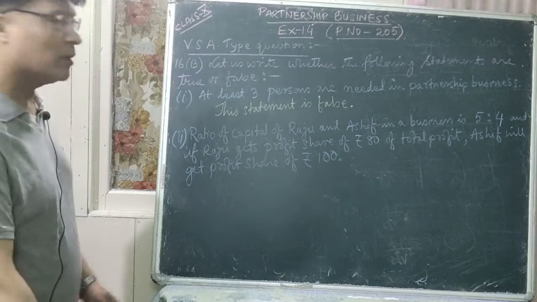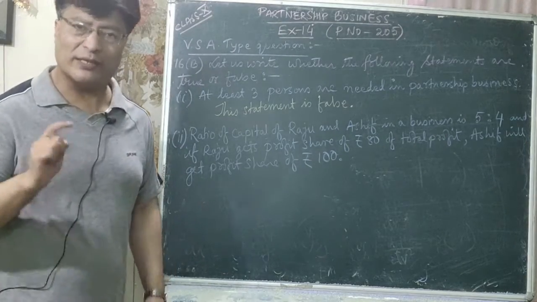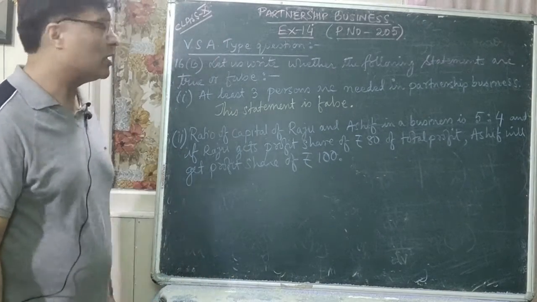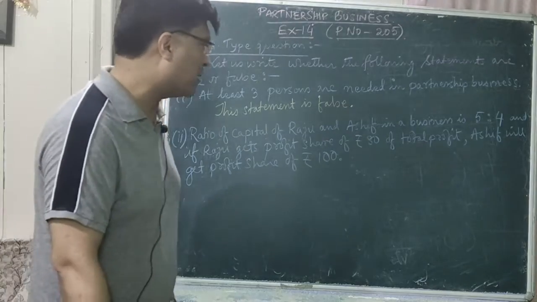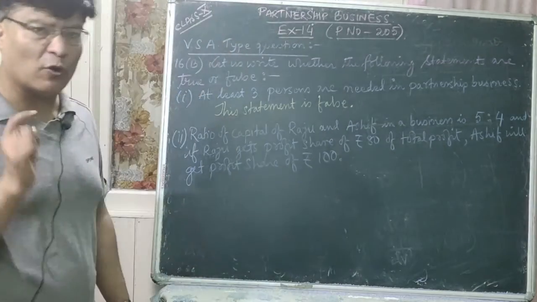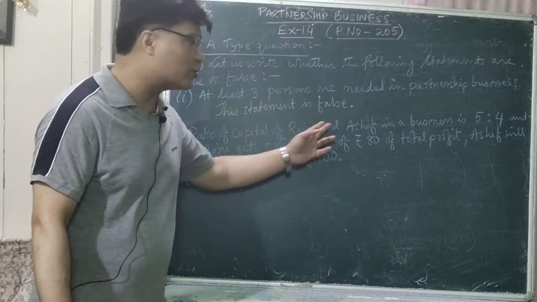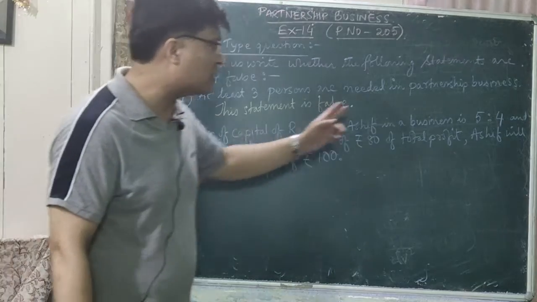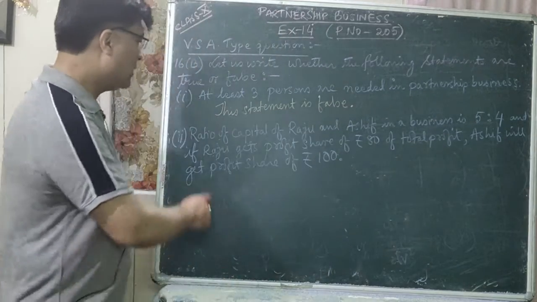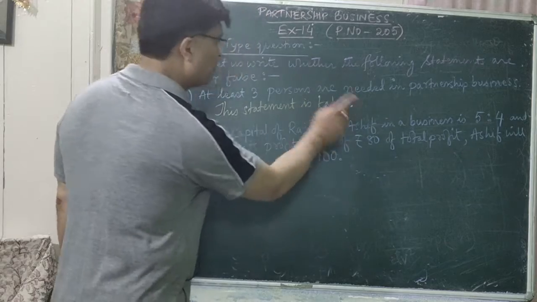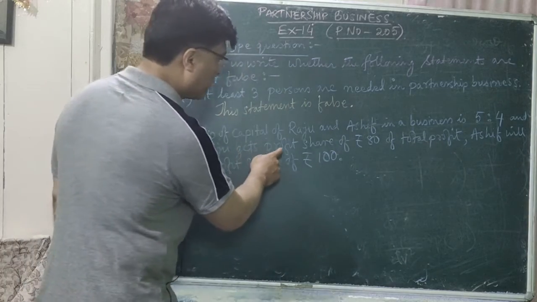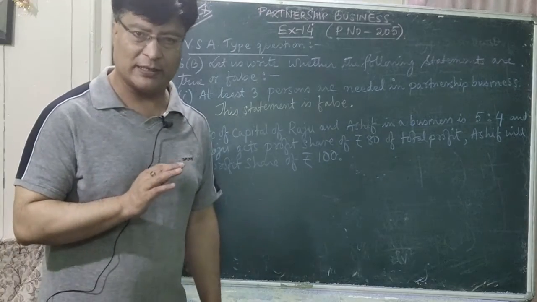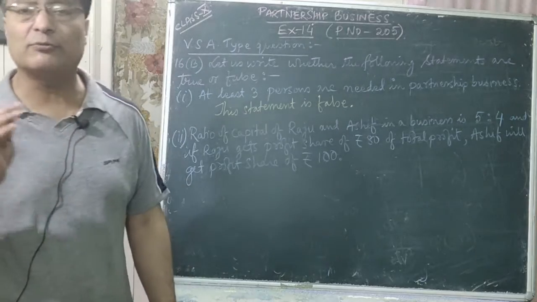So now number 2. Also in this case you have to check whether the given statement is true or false, right? So question number 2 here is: ratio of capital of Raju and Asif in a business is 5:4. And if Raju gets profit share of rupees 80, Asif will get profit share of rupees 100. So whether the given statement is true or false, you have to check it.